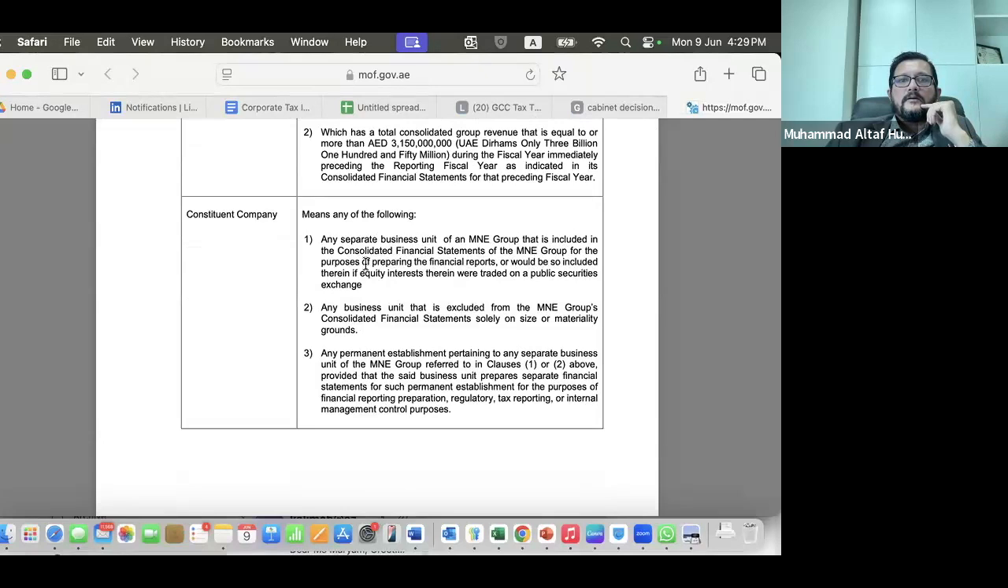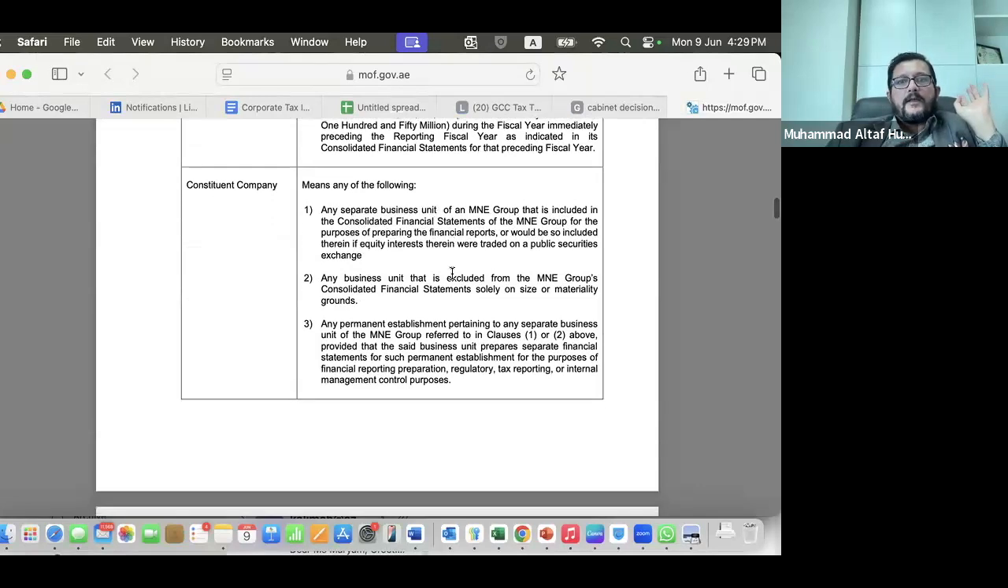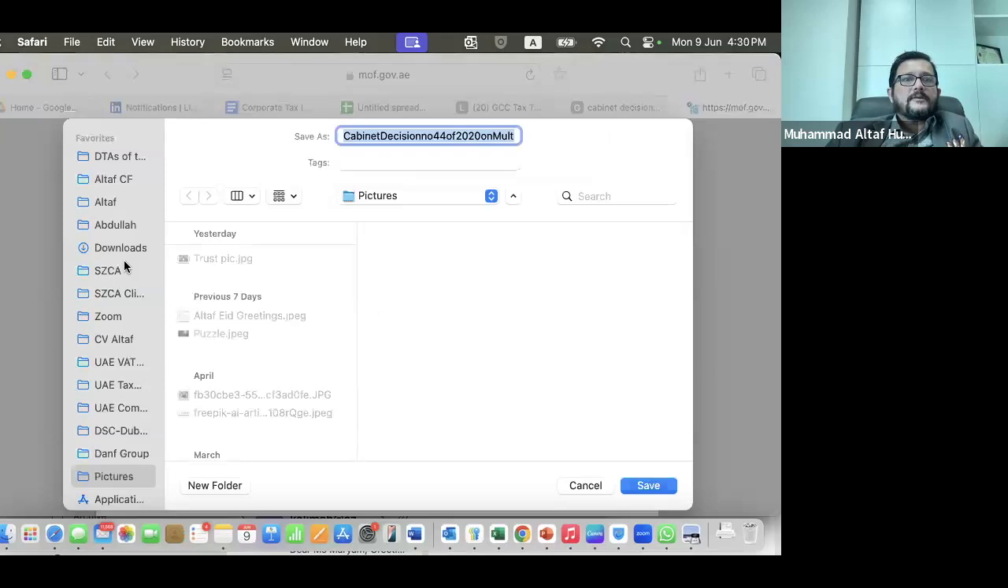MNE. And they are using the word business unit. They're not calling it company or branch or whatever. Business unit, so it can include anything, apparently. Why? Permanent, there you go. Any permanent establishment pertaining to any separate business unit of the MNE. So it's clear. So that means what we were looking at includes it. We'll have to save this.